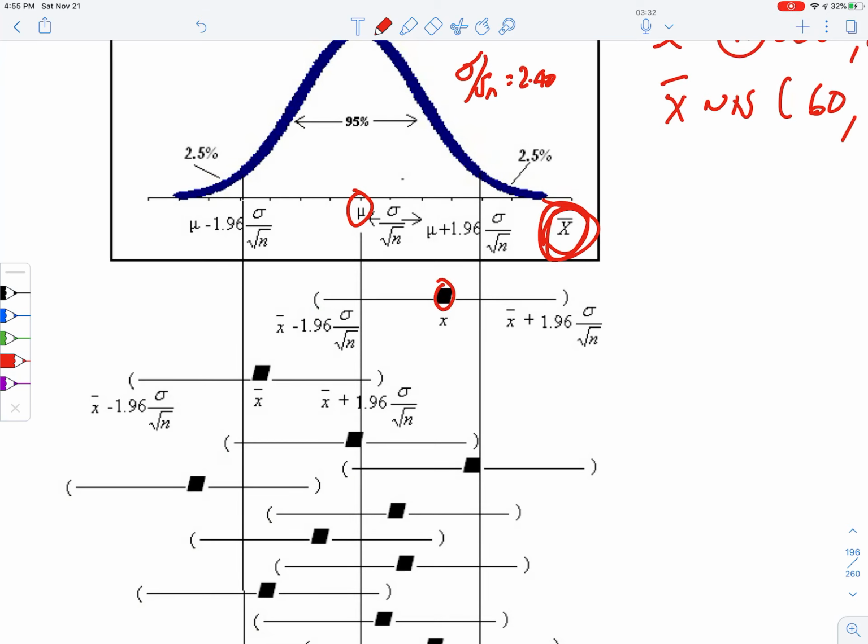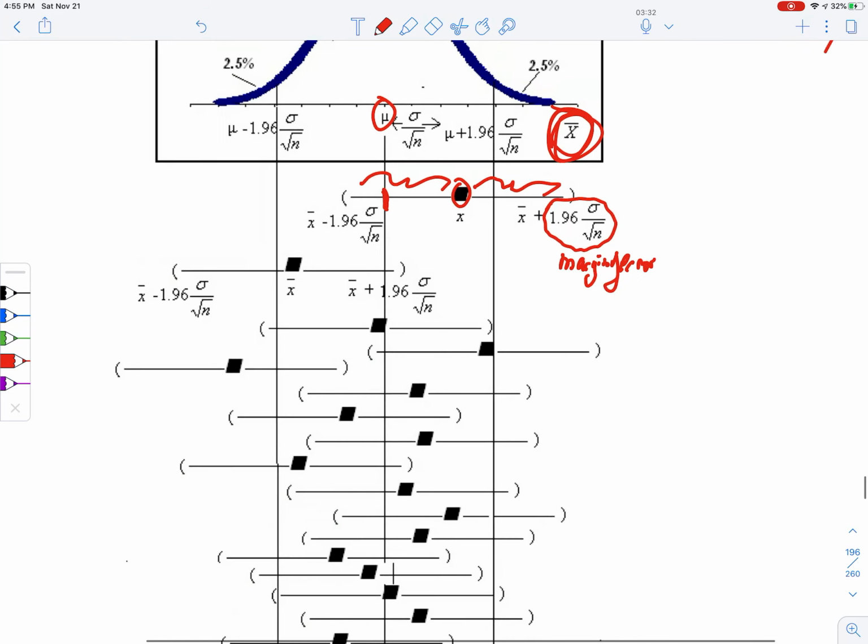Now we take some samples. So here's one x bar value, and we build a confidence interval around it. So this part here is called the margin of error. And so that's this part here. That and that. So we're saying that we're 95% certain that this interval contains the true mean. Now in this particular case it does. There's the mean of 60.